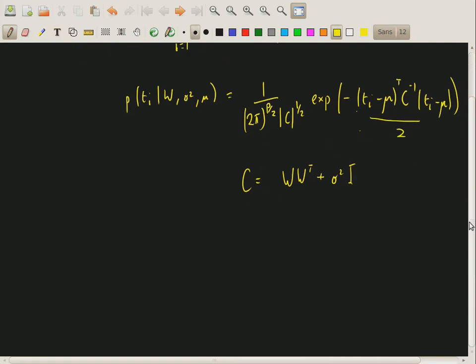So importantly, we need to find out these parameters, W, sigma squared, and mu. We can do maximum likelihood to find those parameters. And the answer for mu is the same as the standard answer for maximum likelihood in a Gaussian. So you've got that in your tutorial sheet.